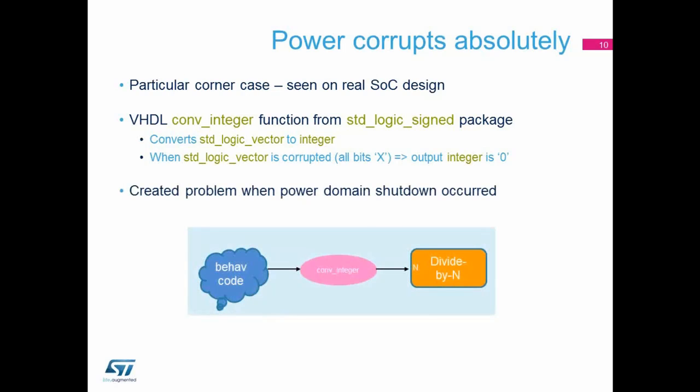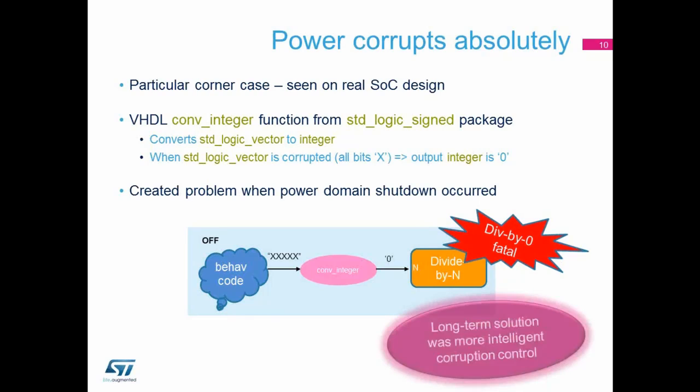If I just show this little picture here, we've got some behavioral code. It's all inside the same domain. Some behavioral code feeding conv integer, which is then feeding a divide function. So the domain goes off, the X's come out, conv integer gives a 0, and we get a divide by 0 fatal. And it took a little while to figure out what was going on here. The long-term solution, again, was more intelligent corruption control, spotting that there was a downstream consumption of this value by a divide.